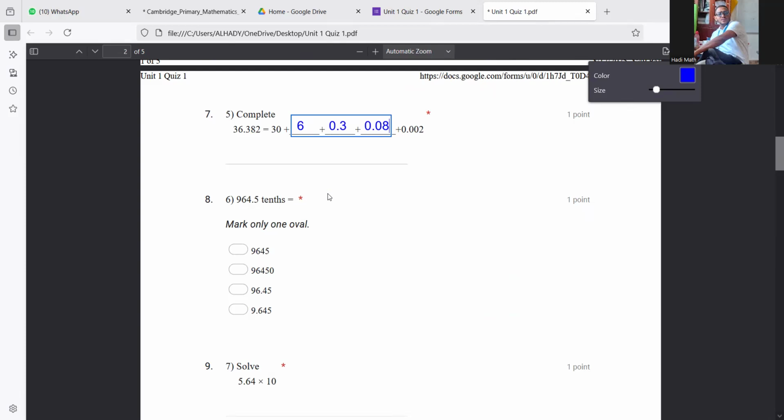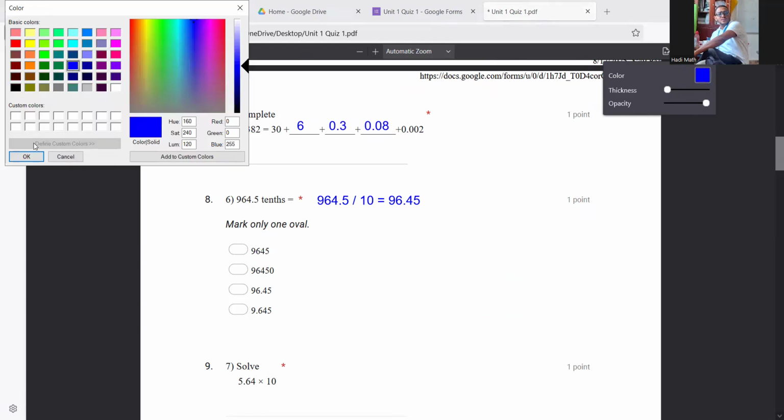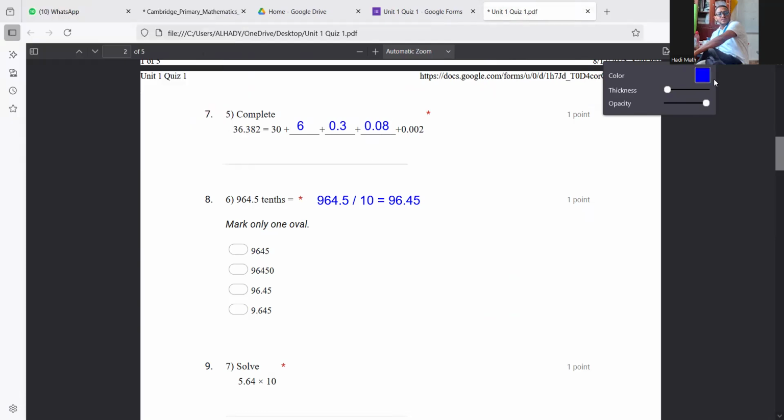964.5 tenths. I've told you before, when you find tenth, it means divide by 10. It means 964.5 divided by 10. And that's equal, you move the decimal point one place to the left, is equal to 96.45. And then you go and see the answers. Between your answers, which one do you want to pick? You're going to pick now the correct answer.